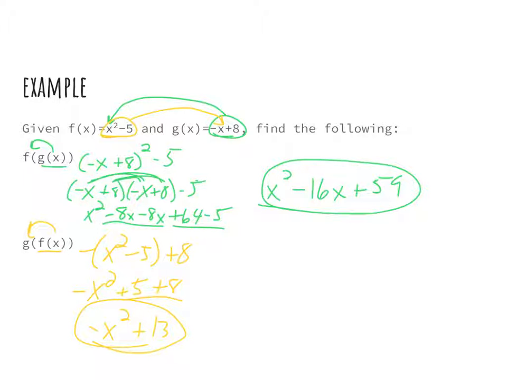For f of g of x, you plug negative x plus 8 in for x in f of x. Remember, you have to FOIL the negative x plus 8, and you get a final answer of x squared minus 16x plus 59. For g of f of x, we plug x squared minus 5 in for x in g of x, so I've got negative, and then x squared minus 5 plus 8. Distribute the negative, combine your like terms. You should get a final answer of negative x squared plus 13.